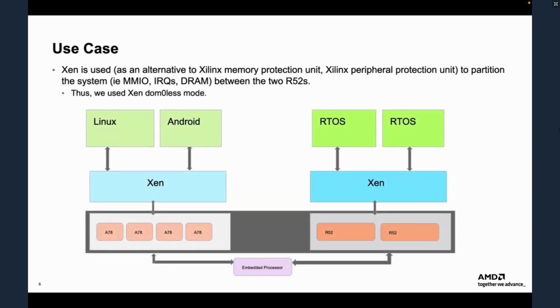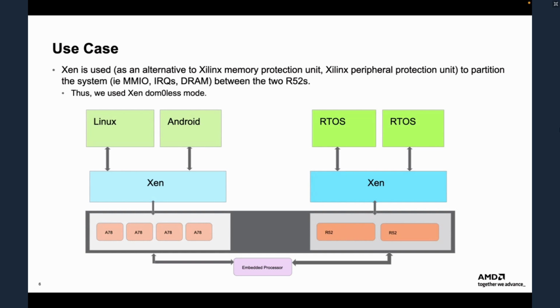Now, moving on to what our use case is. In Xilinx we have some mechanisms called the Xilinx memory protection unit and the Xilinx peripheral protection unit, in which you could isolate the memory provided to an individual processor. The memory protection unit and the peripheral protection unit use the underlying embedded processor. So, any kind of configuration that happens has to go through the underlying embedded processor. So, we wanted to have something a bit more lightweight.